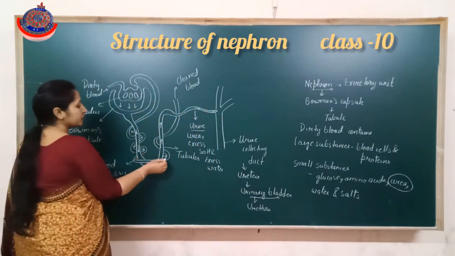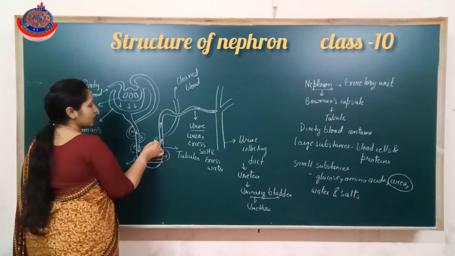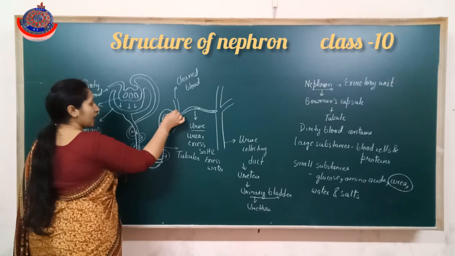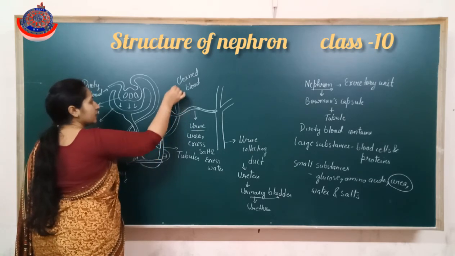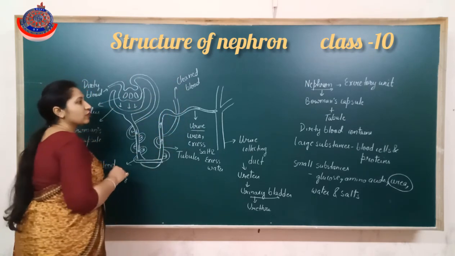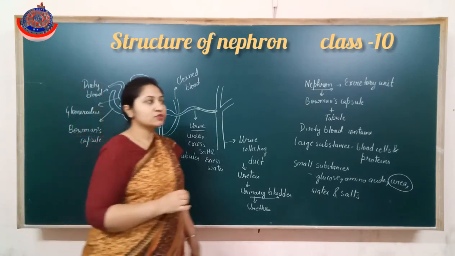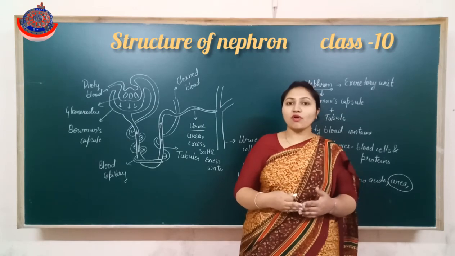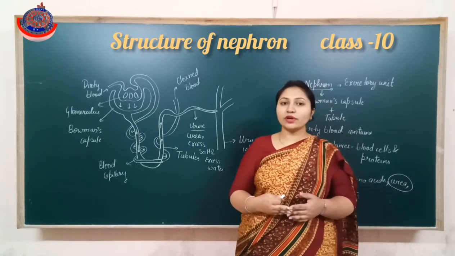And in the blood capillary, the useful substances as well as the large substances that are present come back into the circulation again through the renal vein. So this is all about the mechanism, meaning the working of the nephron, how it works.